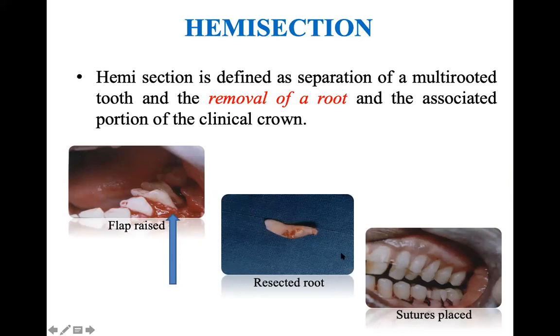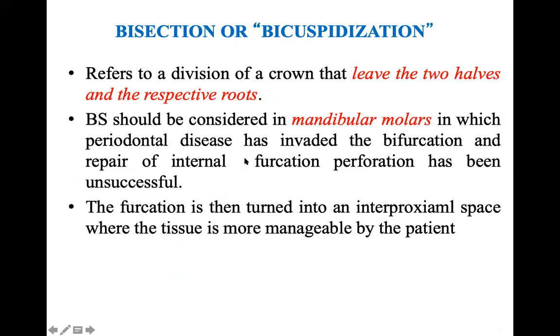Okay. So I am stressing this. There is a removal of the root. This word is very important for hemisection. The next you see is bicuspidization. This is a similar procedure which refers to division of the crown that leaves the two halves and the respective roots inside the patient's mouth.